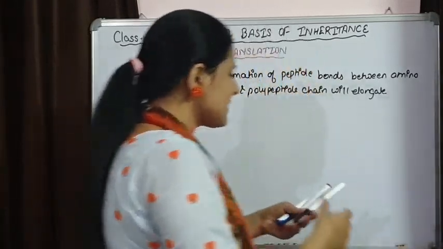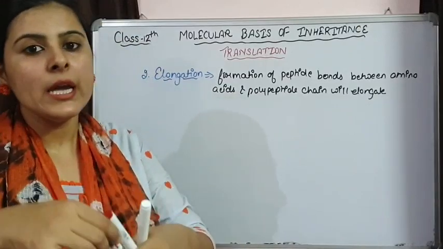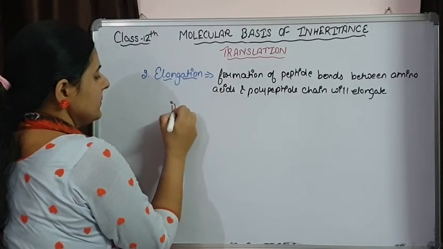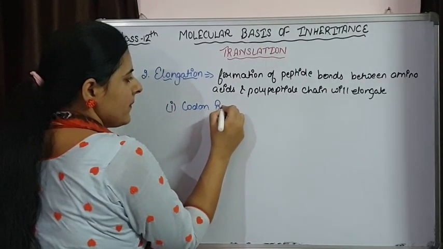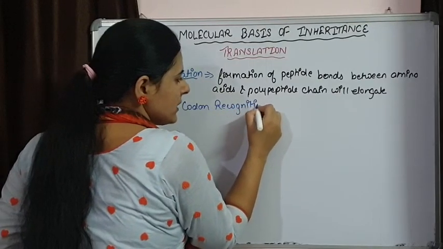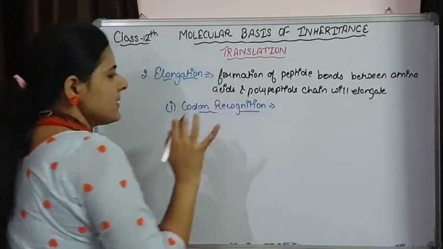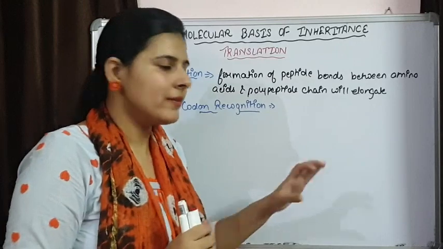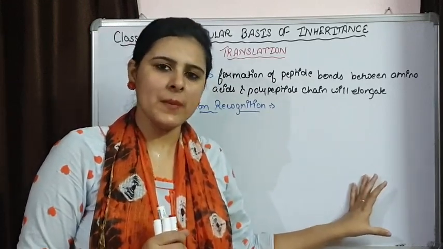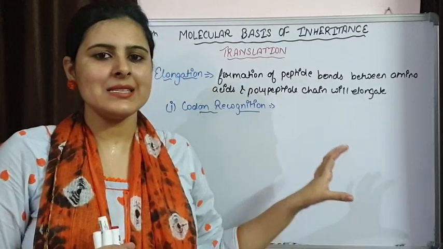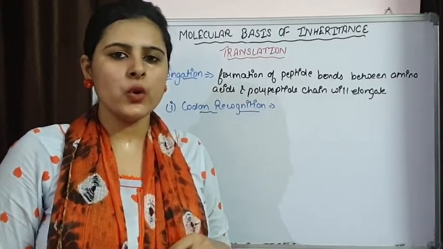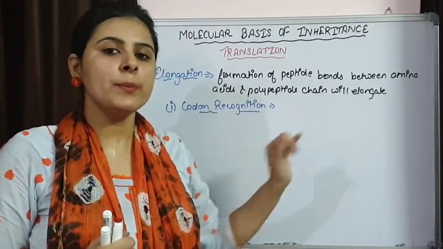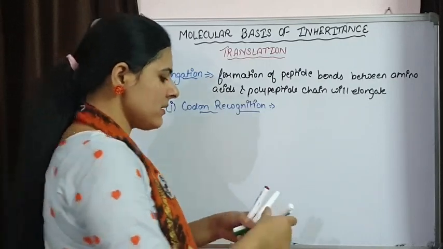Now let's talk about the steps that take place in the process of elongation. The first step in elongation is codon recognition. Codon recognition simply means that the new tRNA that is coming is going to read the codon present on mRNA. That means this new tRNA has the anticodon for the codon present on mRNA, and the specific amino acid will be bound on the 3' end of the tRNA. Let's understand this situation.